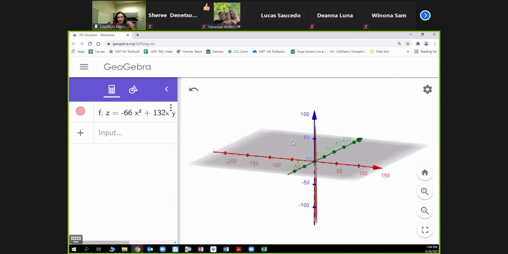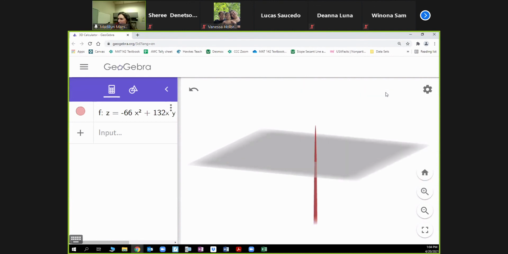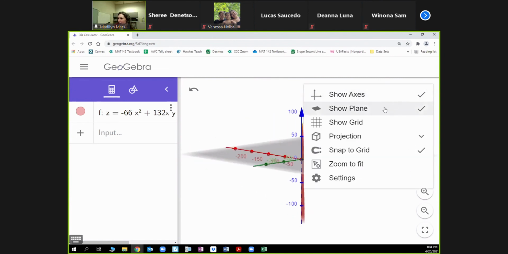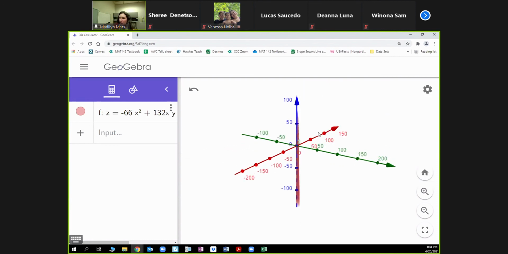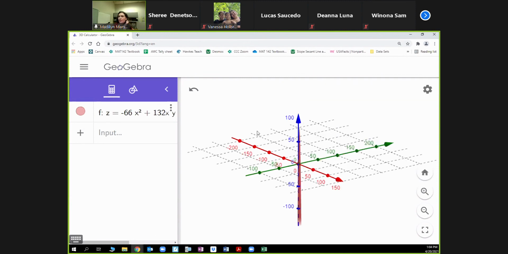And it looks like you might be able to turn on and off the axis labels. Oh no, just show axis. Yeah, I know. So if I unclick the show axes, it just takes everything away. So we have this little point. And you can also get rid of the plane. Sometimes I think that gray surface is distracting, so you can take that away as well. And there's a grid as well. So this is fun to play around with to see all of these shapes that we can get.